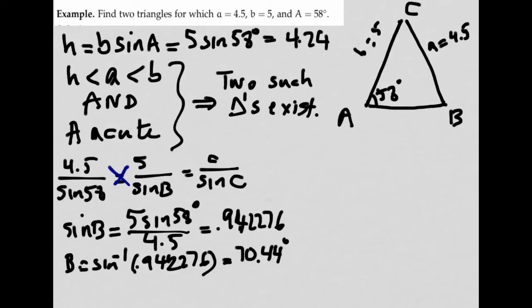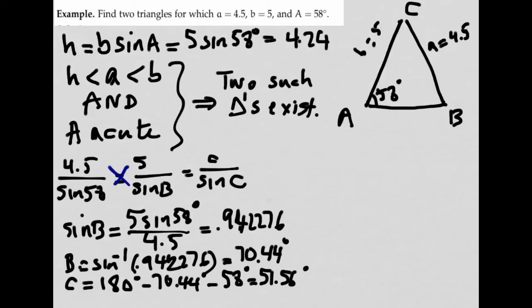We know two angles in the triangle, so we can figure out the third angle C by doing 180 degrees minus 70.44 degrees minus 58 degrees, and that's equal to 51.56 degrees. So we know angle C, we know all of the angles. The only thing remaining is to figure out what side length C equals to.